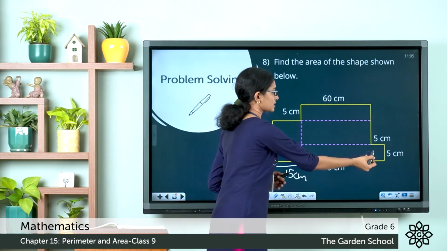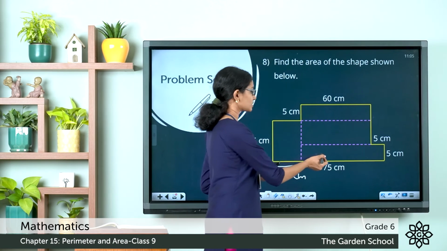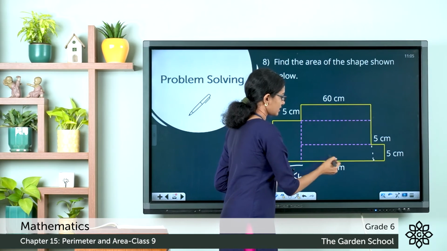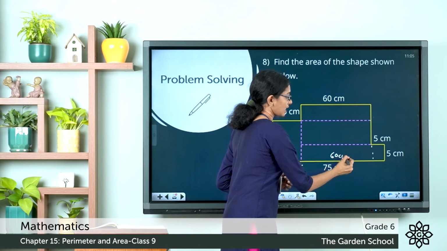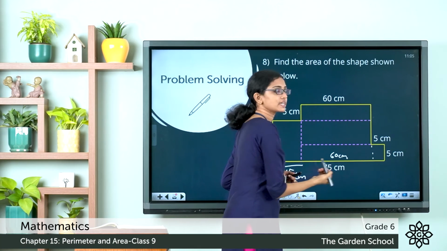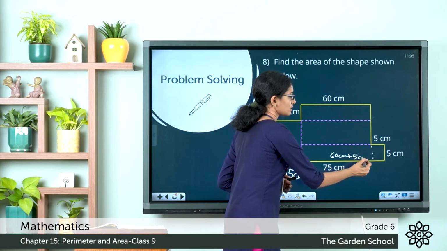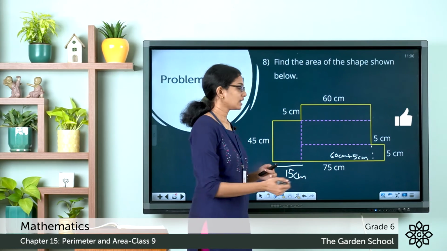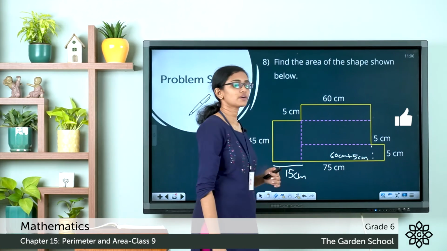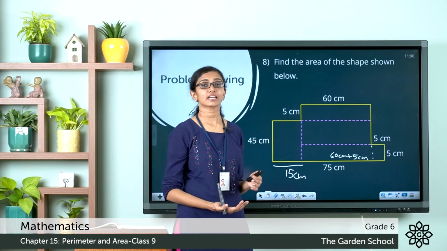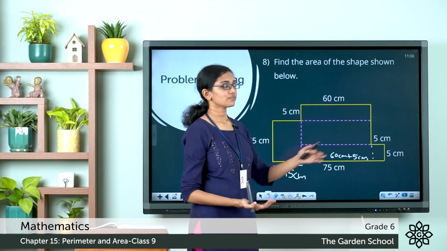Now what about this rectangle here? For this rectangle here, the length till here is 60 centimeter, and here you have an extra 5 centimeter. So here this side will be equal to 60 centimeter plus 5 centimeter. So here the length is equal to 65 centimeter and the breadth is 5 centimeter. Hence the area is equal to 65 into 5 centimeter.